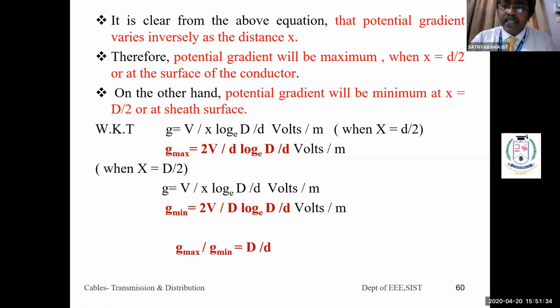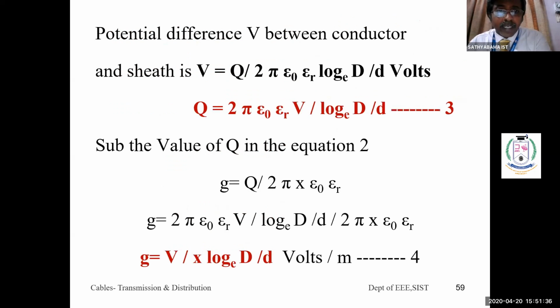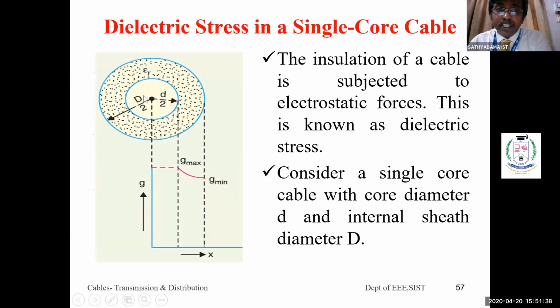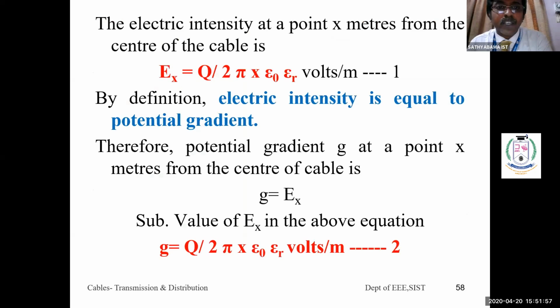Already I said it from the diagram. Please go through the diagram here. In the diagram, we have two important radii, small d by 2 and capital D by 2. Small d by 2 is the internal, and capital D by 2 is the internal to the external. Based upon this condition only, we are going to find G maximum and G minimum. Let me see the equation.